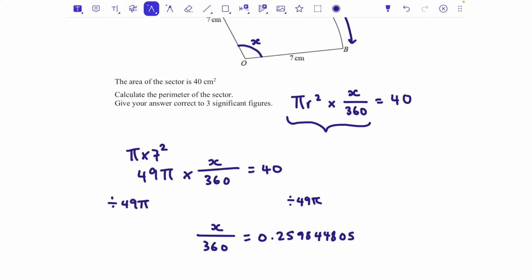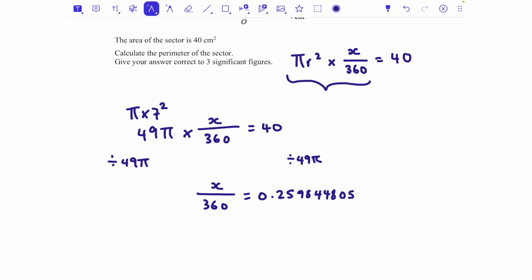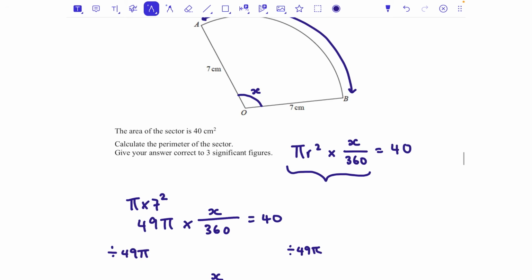0.259844805. I don't want to round anything just yet because I haven't got to my final answer. And then to work out what x is, well, x at the minute is being divided by 360. So if I times both sides of this equation by 360, that will give me the angle. So I'm actually not going to clear that from my calculator. I'm just going to take the 0.2598 that's in my calculator and times it by 360, and that gives me 93.544 degrees. Now, I might just do a few more decimal places at the minute, okay? Because I'm going to carry on and use that in a second. So that is that angle, 93.544 degrees.